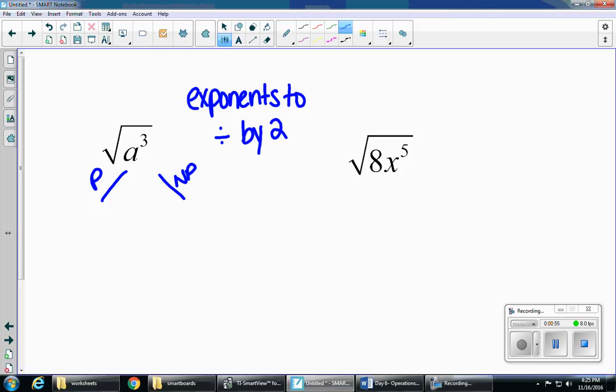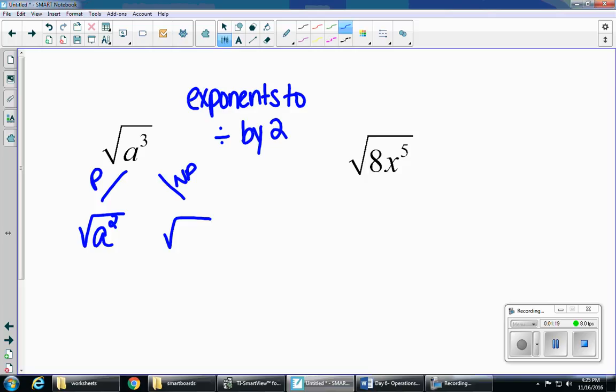Any variable that has an exponent that's divisible by 2 is considered a perfect square. So a to the third. My exponent of 3 does not divide by 2, so I need to break it down. So I'm going to count backwards and see when I find something that's divisible by 2. So 1 less than 3 is 2. That works. It's divisible by 2, so I get an a to the second power.